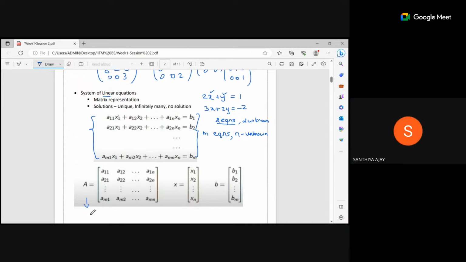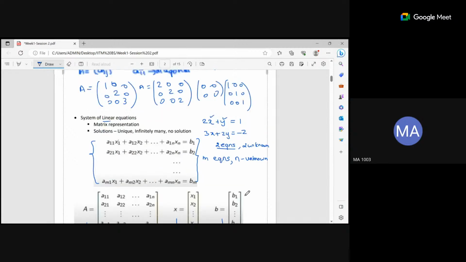Coefficient. Yes, you are simply collecting all the coefficients, so this is called a coefficient matrix. And this x is your unknown variable, or unknown vector, a column vector. And this is your constant vector. So this is how we write a system of linear equations in matrix form.